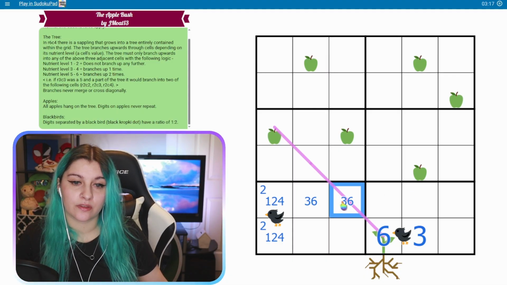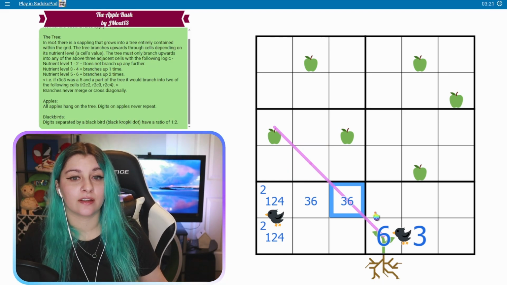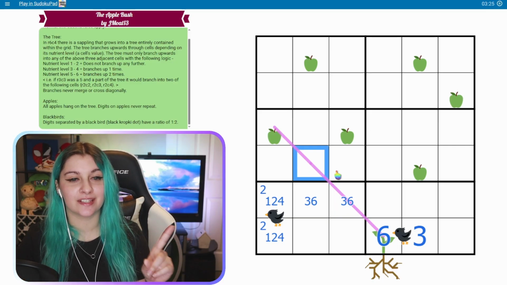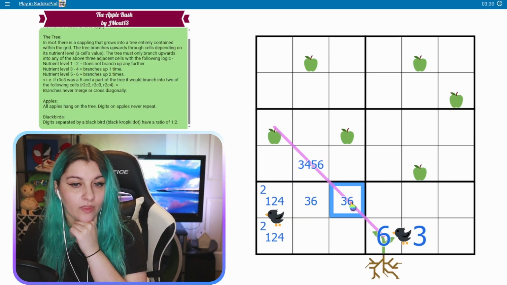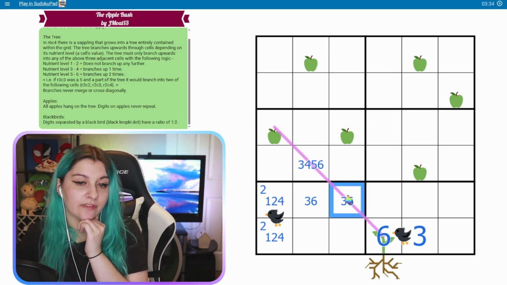If this is a, ooh, I wasn't, this actually, it's not, but I wouldn't want this to be a 1 or a 2 because I know this keeps going. So this is also not a 1 or a 2. Okay. I definitely have at least one branch coming off of this cell.